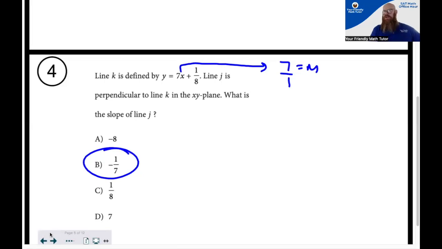All right, so pretty straightforward, but I want to go over these to make sure that we know these concepts related to linear functions.